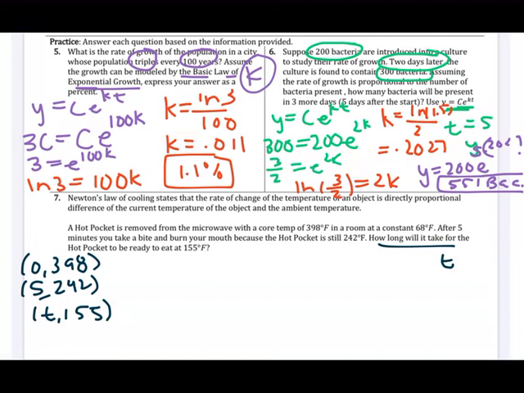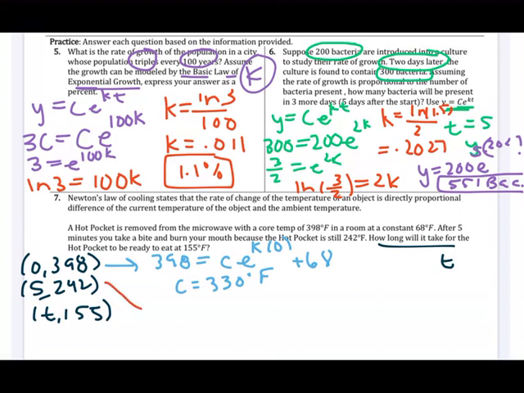The very first thing that we're going to do is use our first one, and we can actually use this first one to solve for C. So we can say 398 equals C times e to the kt, but in this case t is 0, which means right away, oops, don't forget, plus our room temperature, which was 68 degrees. So right away we can solve for C and get that C is 330 degrees Fahrenheit.